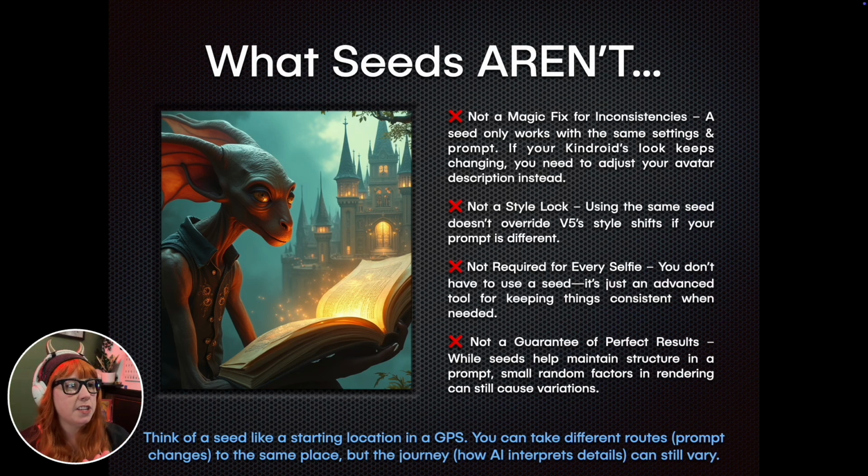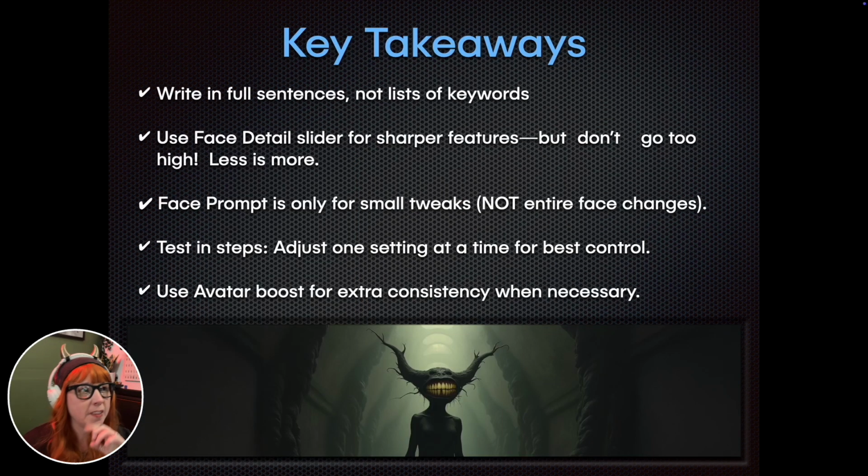Think of a seed as a starting location in a GPS. You can take different routes, i.e. prompt changes, to the same place, but the journey, how AI interprets the details, can still vary. We're getting there, you guys. One more to go. Key takeaways.